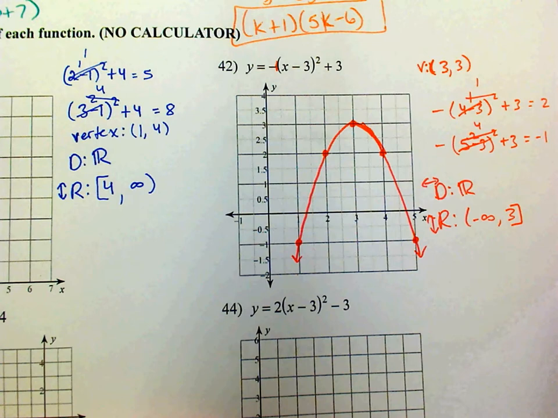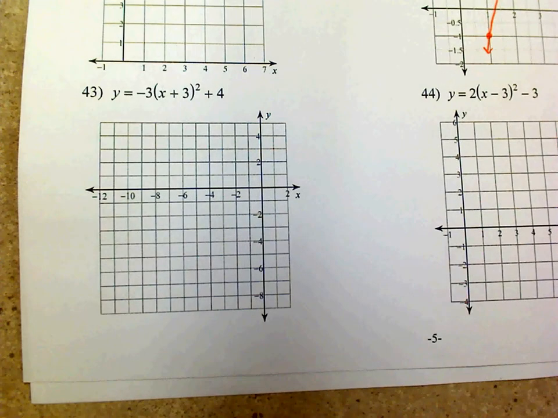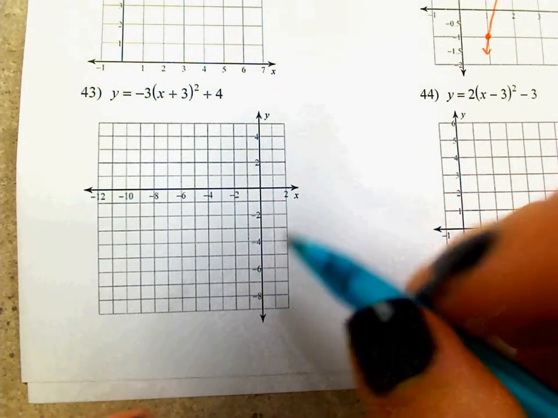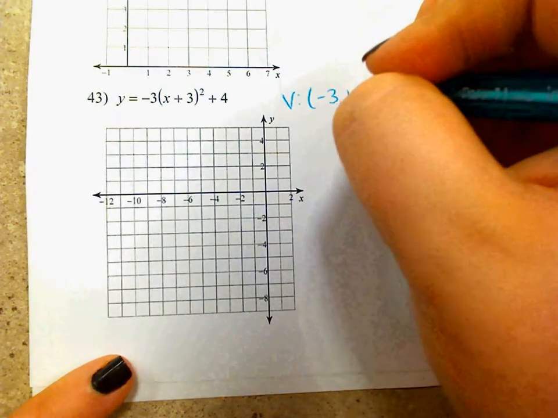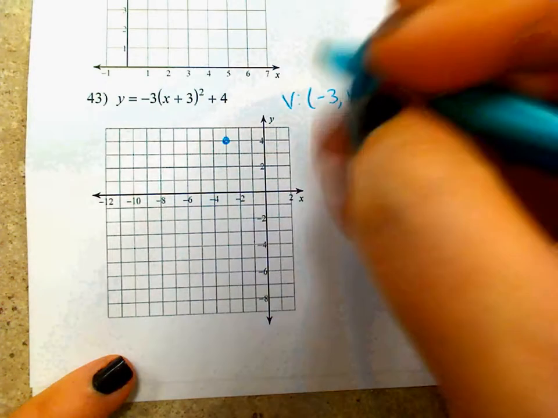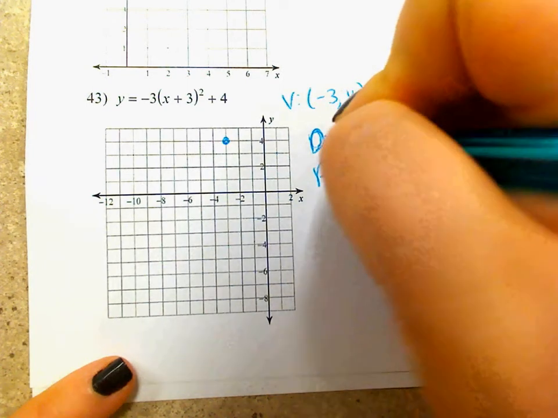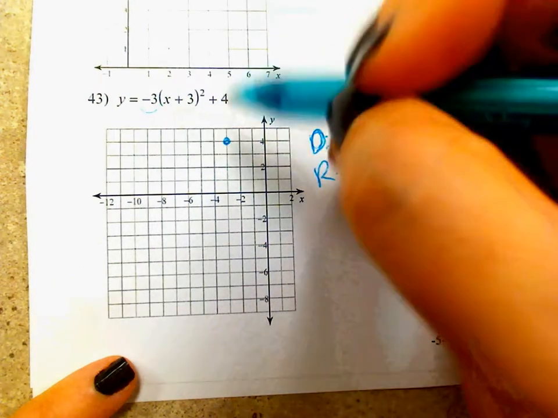Okay, on 43, it says plus 3 on the inside, which means that my vertex is to the left 3, which kind of should give you a clue with the graph being over here. So left 3 and up 4, because it's positive. Left 3, up 4. Now, as far as the next point, I'm going to go to the right 1 and left 1. So if I go to the right one, that means I'm going to go down 3. 1, 2, 3. And left 1, down 3.